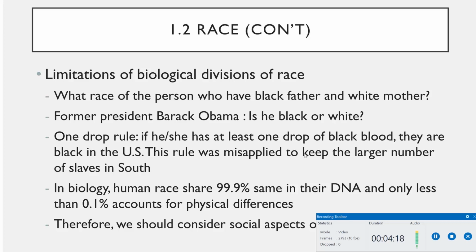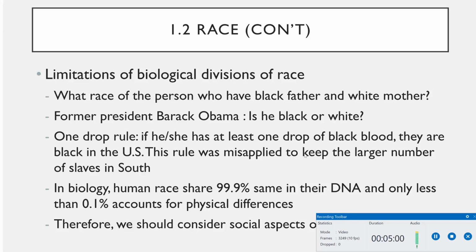Former President Barack Obama is considered Black in the US because he was the first African American president in US history. However, because his mother is White, he would be considered White in many Latin American countries. The one-drop rule applied a lot, because one drop of Black blood would classify him or her as Black. It was misused in the southern area during the period of slavery, to enlarge the number of slaves in the southern area.